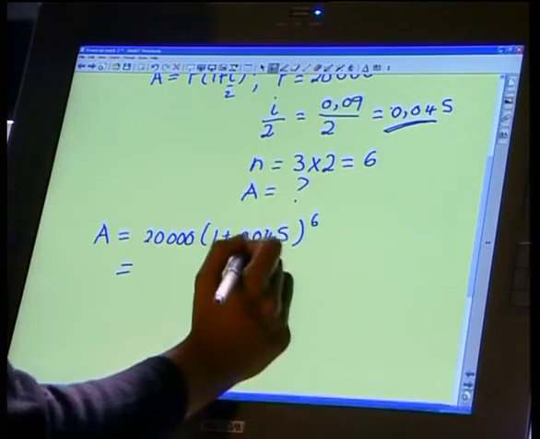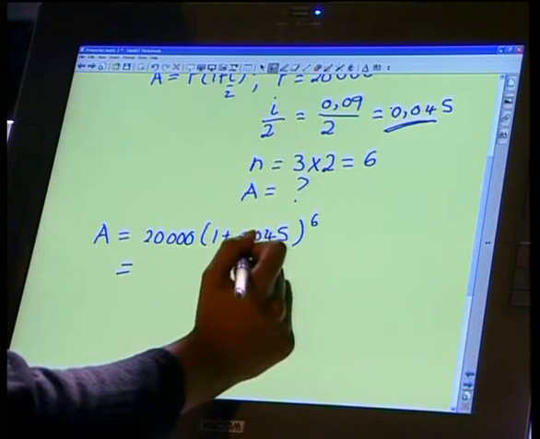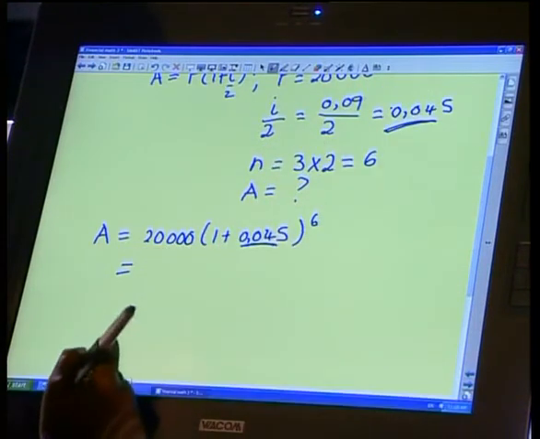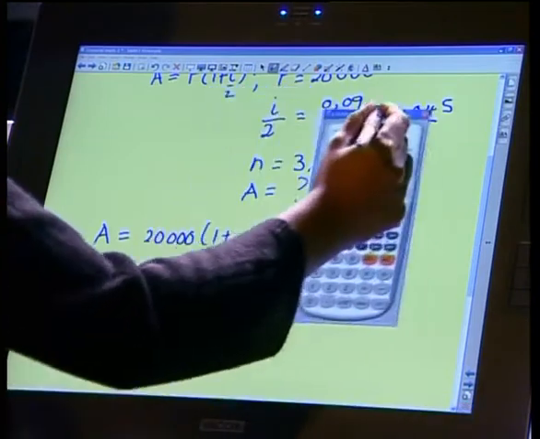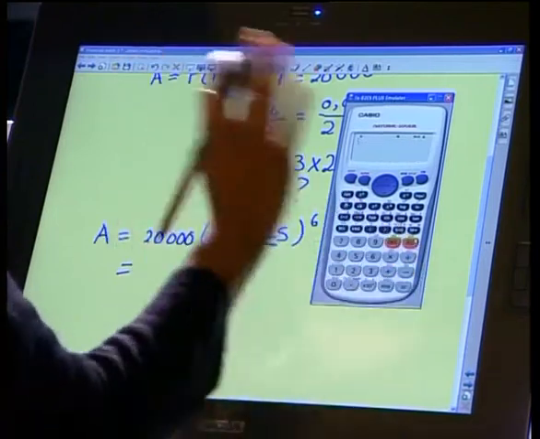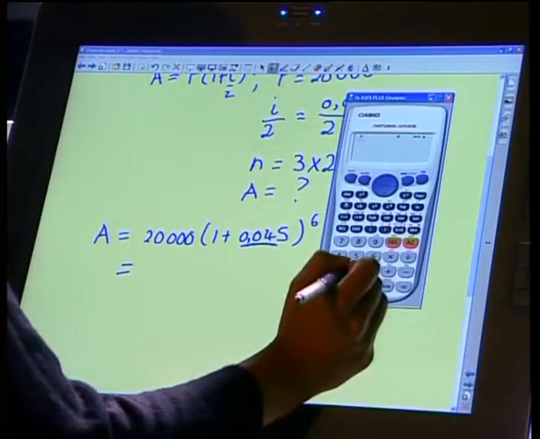If you wanted to, you could have just left this as 0.09 over 2, or you can simplify it as I have done. Just don't round off at that stage, because if you round off and make the 0.05 or something like that, you're going to get very different answers from what I get.